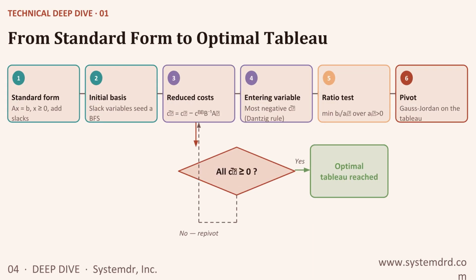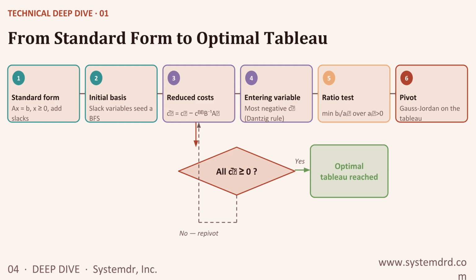Now let's formalize that walk as an algorithm, the Simplex Tableau. Step 1. Get the problem into standard form. Every inequality becomes an equality by introducing a slack variable, so we end up with Ax equals b, x greater than or equal to 0. Step 2. The all-slack basis gives us a trivial starting vertex, at the origin when that's feasible. Step 3. We compute reduced costs. These measure how the objective would change per unit increase of each non-basic variable, using the current basis inverse.